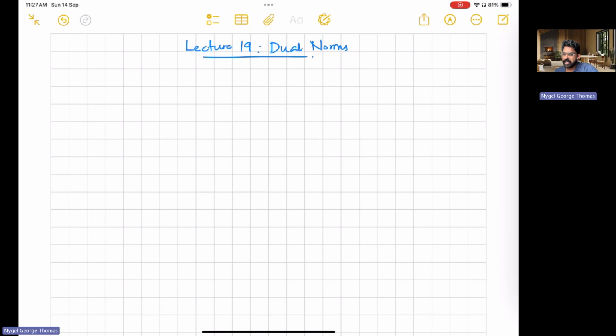Okay, let's discuss the idea of dual norms in this lecture. So dual norms are basically the norms which we can derive from an existing norm or a pre-norm. Let's first look at the definition of a dual norm.